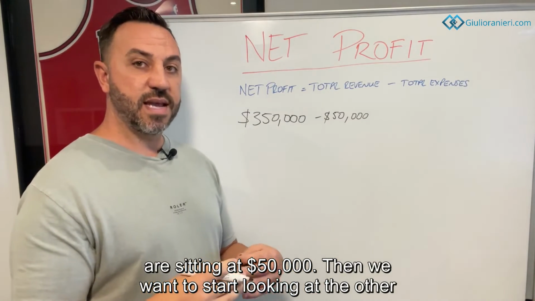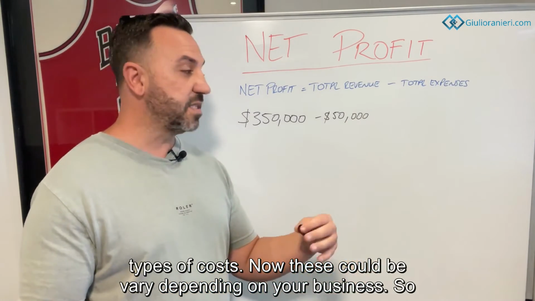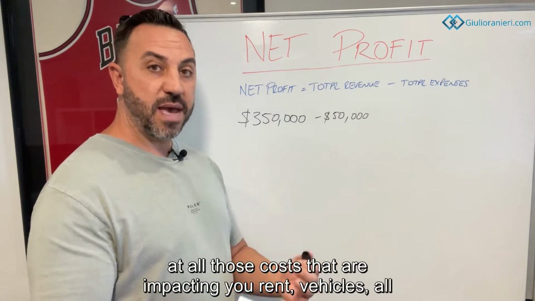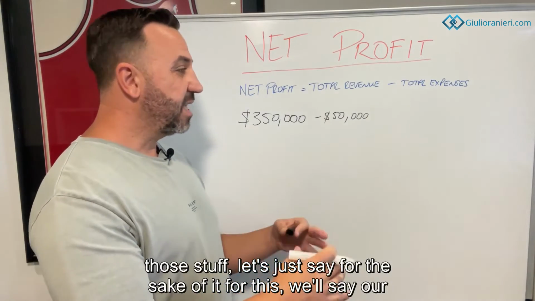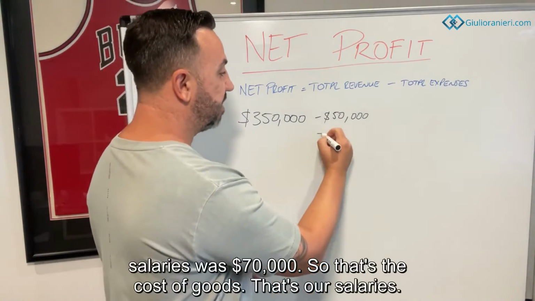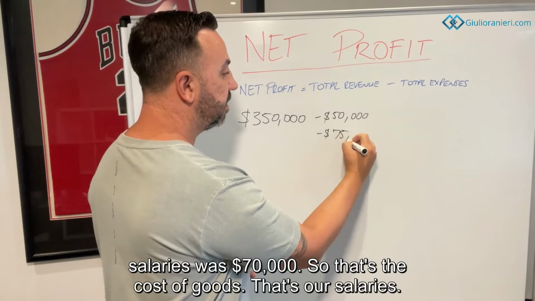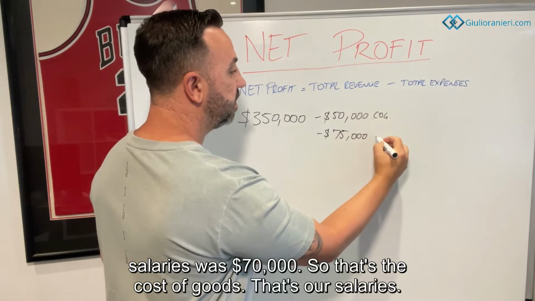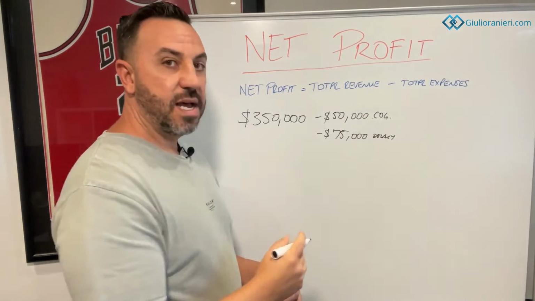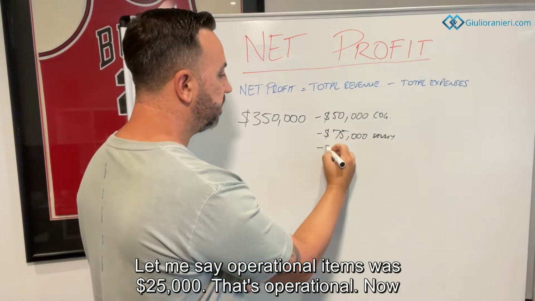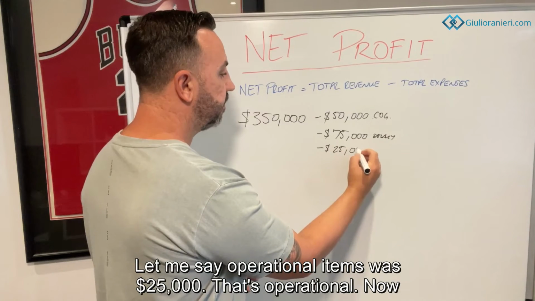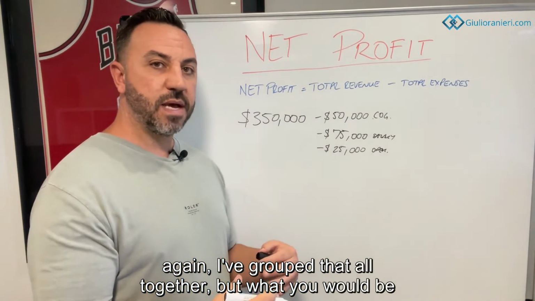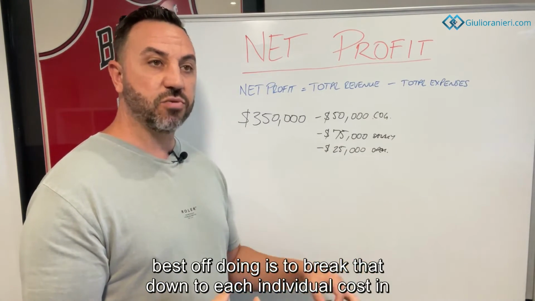Then we want to start looking at the other types of costs. Now these could be varied depending on your business, so I would encourage you to take some time to really map it out and look at all those costs that are impacting you: rent, vehicles, all that stuff. But let's just say, for the sake of this example, our salaries were $70,000. Then we're going to say our operational items were $25,000. Now again, I've grouped that all together, but what you would be best off doing is to break that down to each individual cost in that aspect.